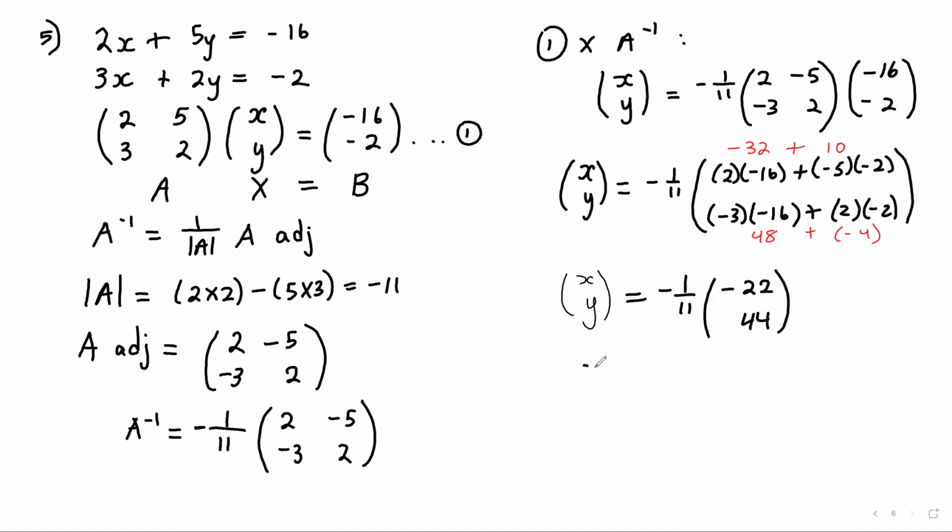So x, y is equal to negative 1 over 11 times negative 22, which will give me positive 2, and negative 1 over 11 times 44 will give me negative 4. So that's my solution for this pair of simultaneous equations.